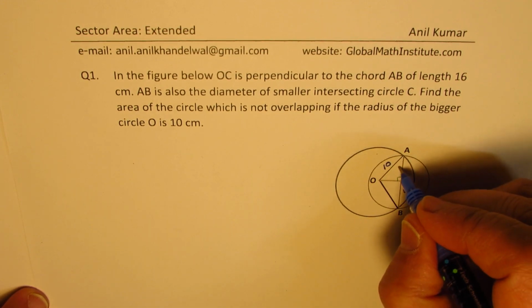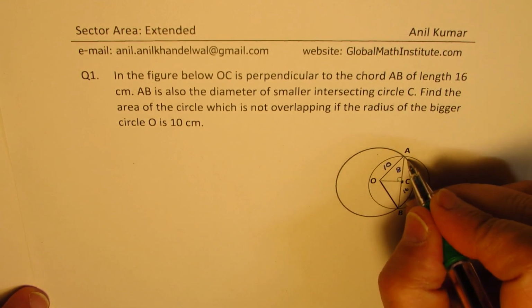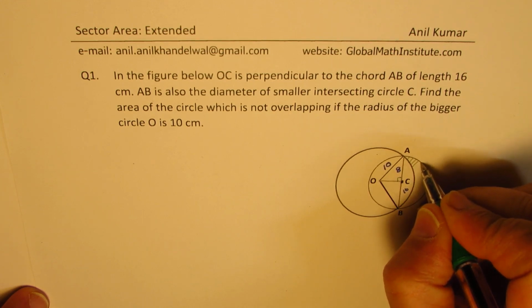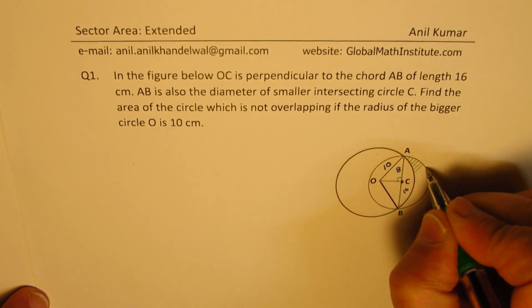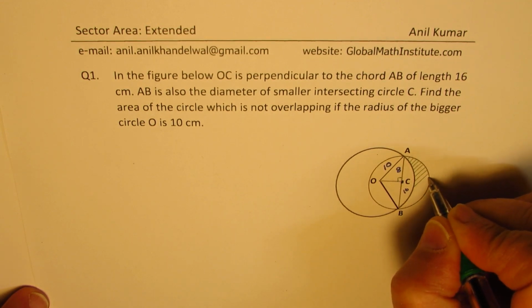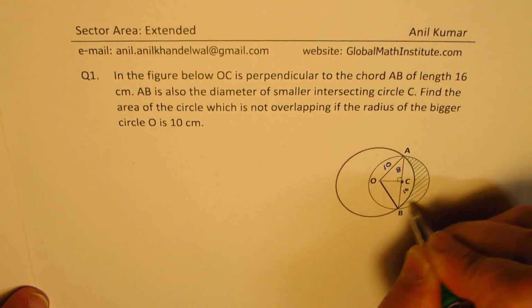Half of 16 is 8. Let me write 8 here. We need to find the area which is not overlapping, which is this area, right? So I hope the question is clear. You can use the formula sheet and then answer this particular question. Let's try to see the strategy to solve this.